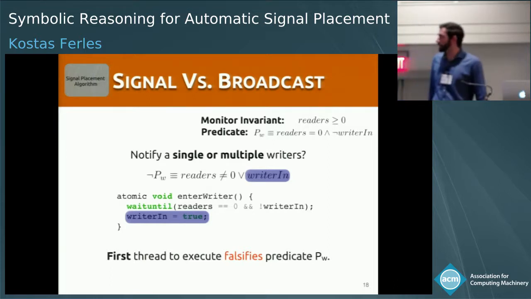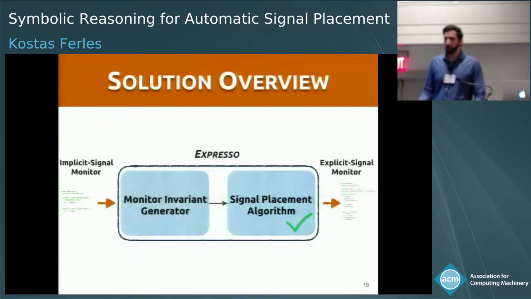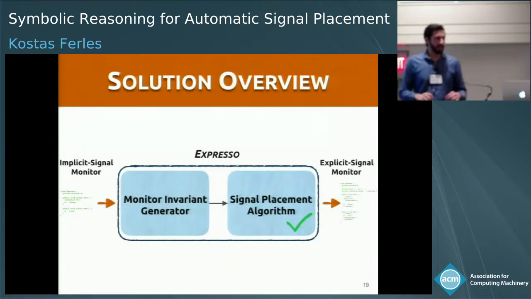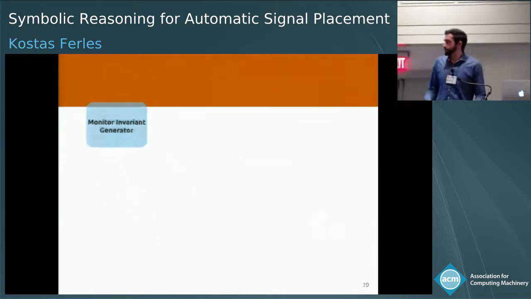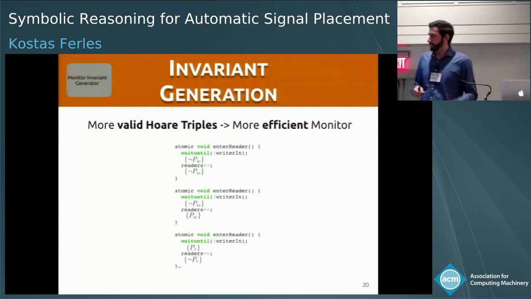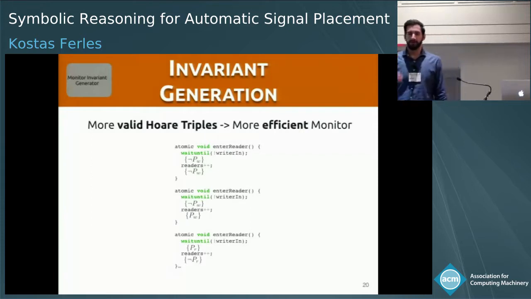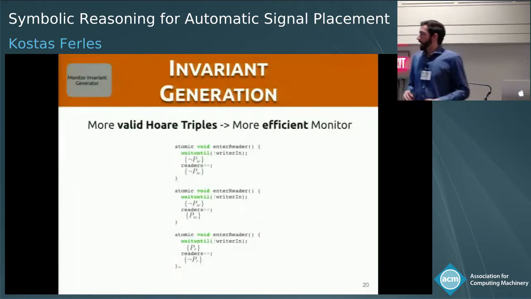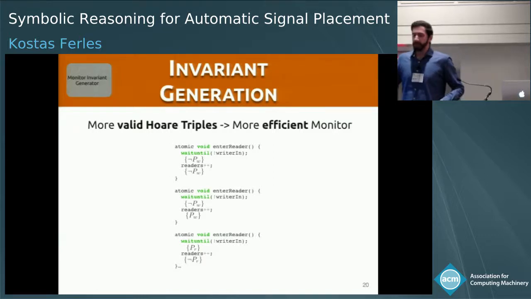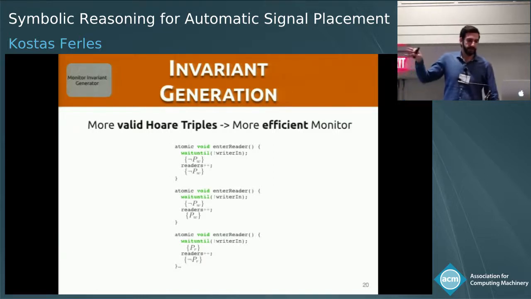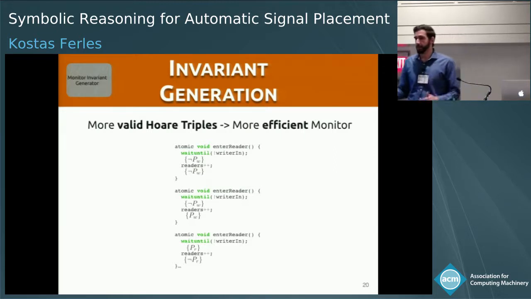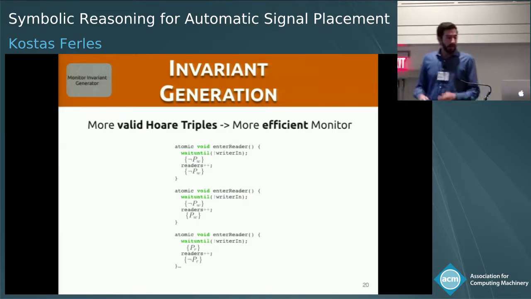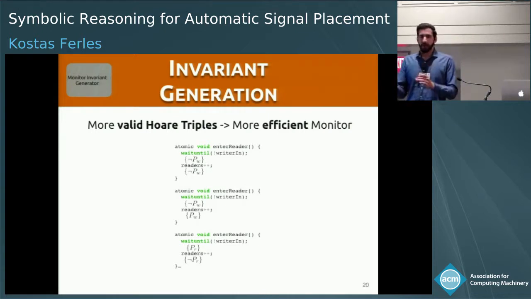And with that, I'm going to conclude my very brief introduction to our signal placement algorithm and move a step back and see how we can automatically infer monitor invariants. As we saw earlier, our signal placement algorithm is going to generate a bunch of different Hoare triples for every CCR, depending on the wait until predicate that it examines at the time. The key point here is that our monitor invariant generator is going to try to maximize the number of Hoare triples that we're able to prove, since, as you can imagine, the more valid triples that we have, the more efficient the resulting monitor is going to be.